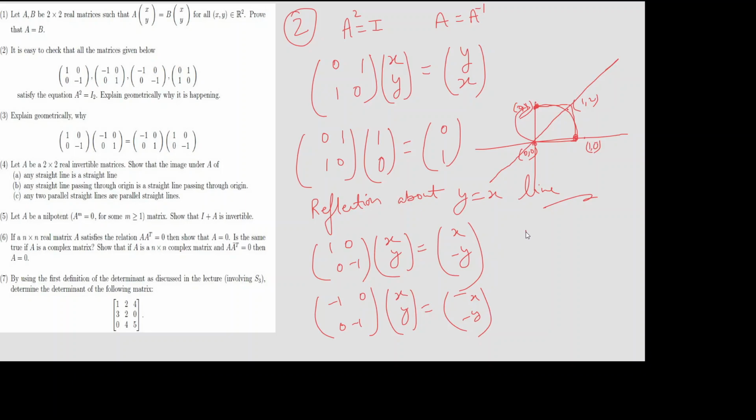So all these matrix based transformations are reflections about some lines through the origin.